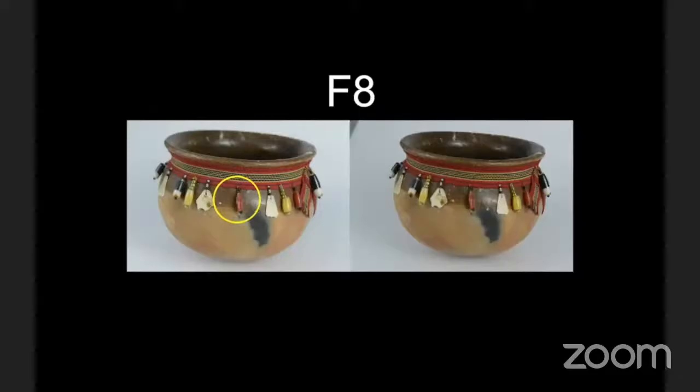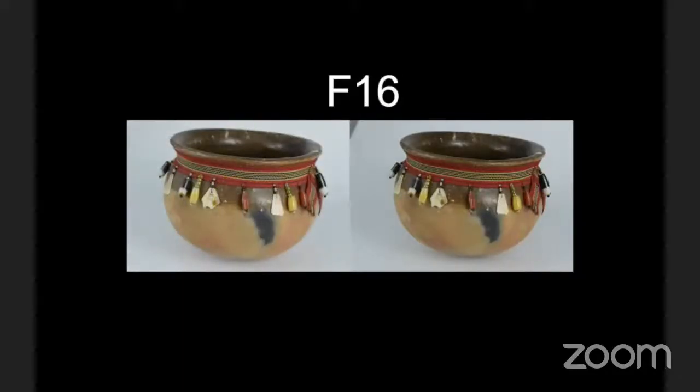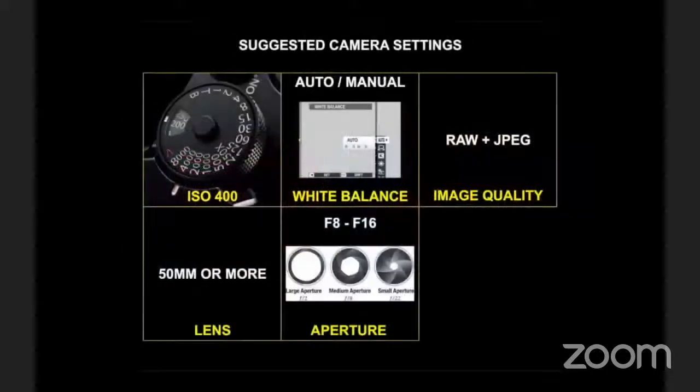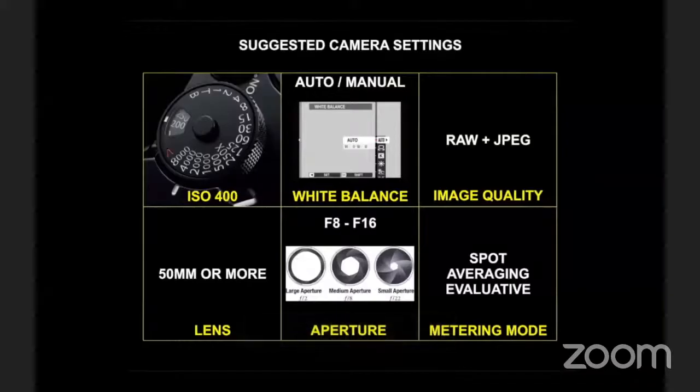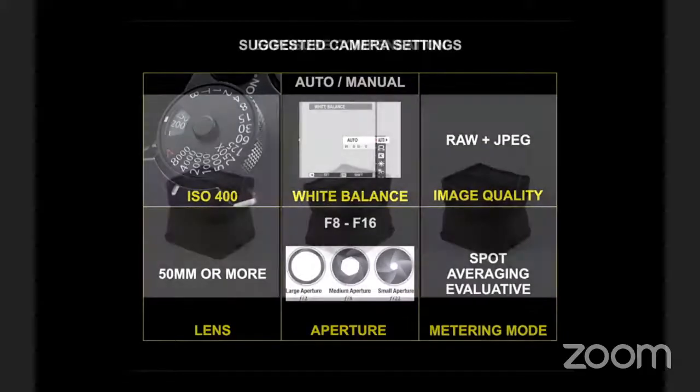At f8, notice the difference in the depth of field. f16 gives you a photograph that is basically sharp throughout. It's a matter of taste on what aperture you will be using, because some photographers would like a blurry background, other photographers would like everything sharp. Choosing the metering mode, evaluative is the safest way to go. It has been designed to give you the best output on a certain scene.